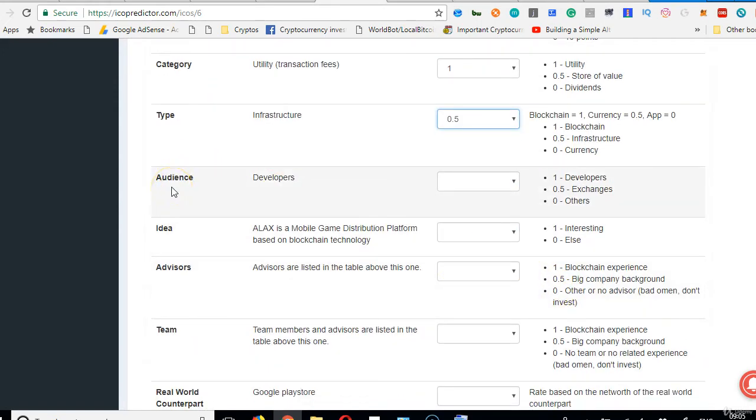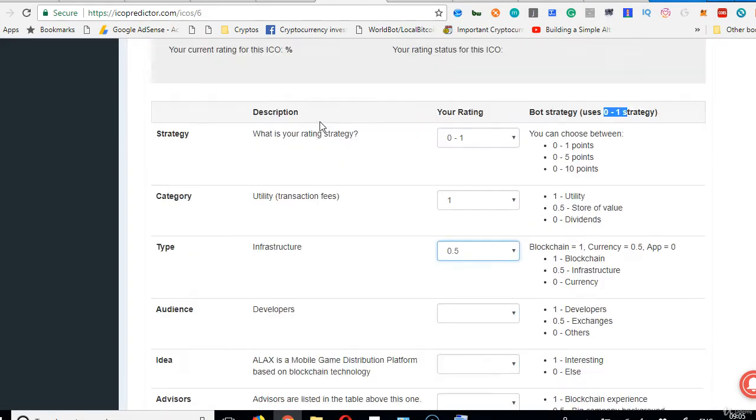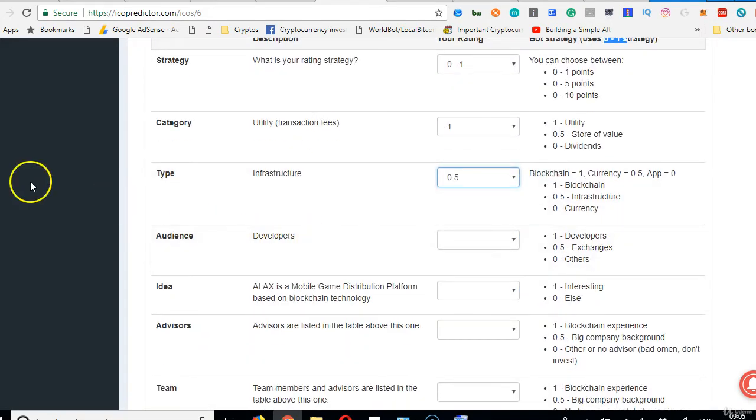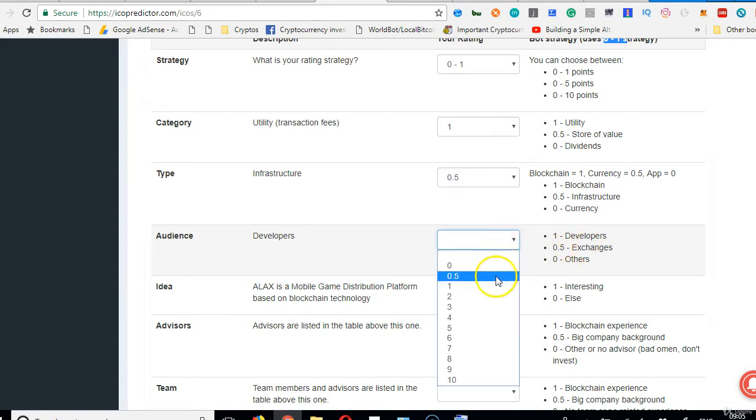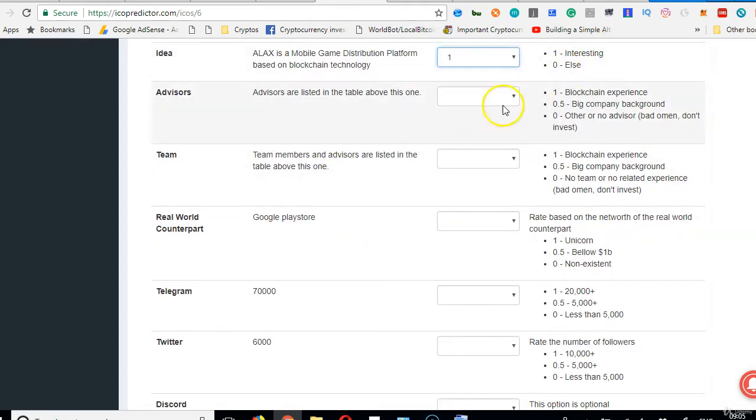So the audience, who is their product meant for? If it's an app store, then the product is meant for developers. We decided that earlier. So if it's for developers, we're giving it 1. That's 100%. Then the next one is the idea. Does the idea make sense? A mobile game distribution platform based on blockchain technology. It makes sense to me. It looks like an app store, so it's interesting. So we give it 1. If it's not interesting, you give it a 0.